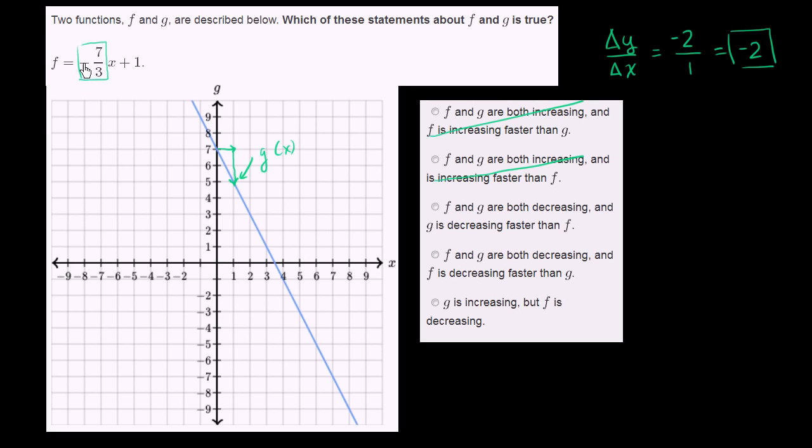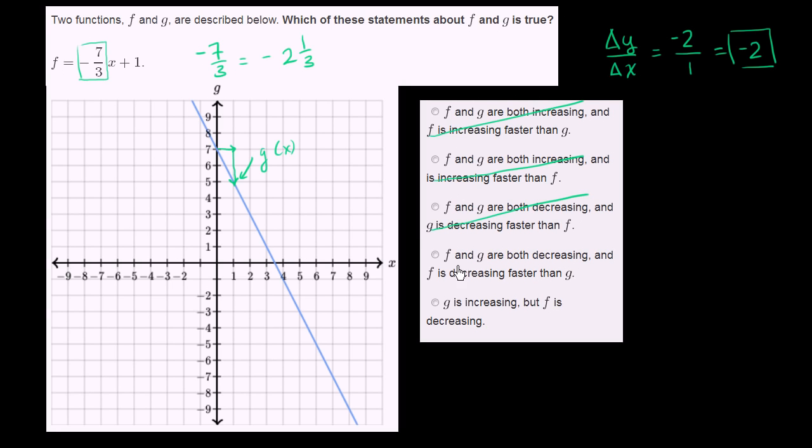F has a slope of negative 7/3. Negative 7/3 is the same thing as negative 2 1/3. So f's slope is more negative, so it is decreasing faster. So g is not decreasing faster than f. F is decreasing faster than g. So this is not right.